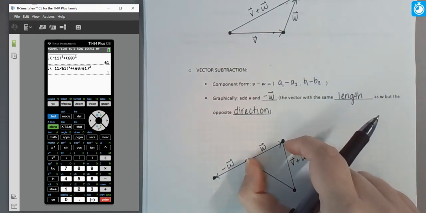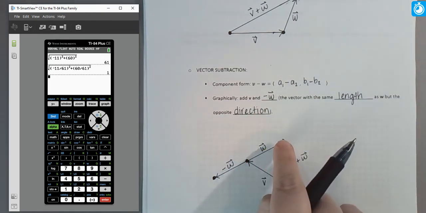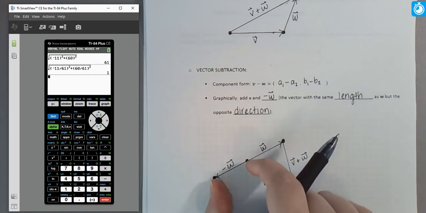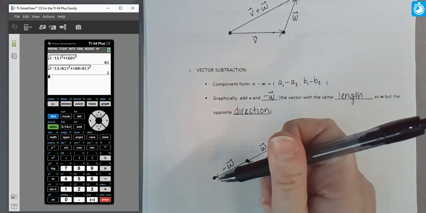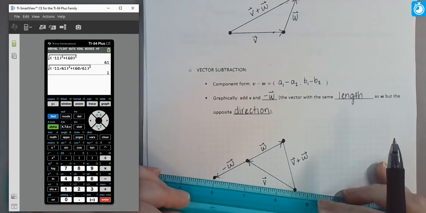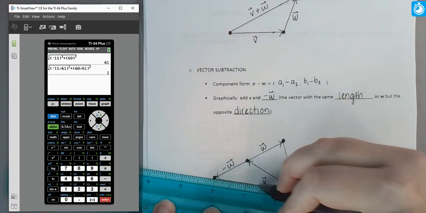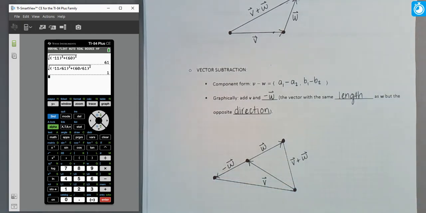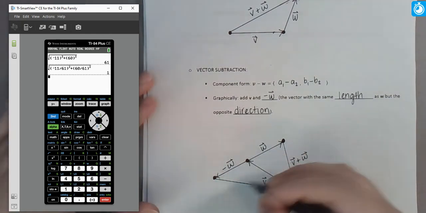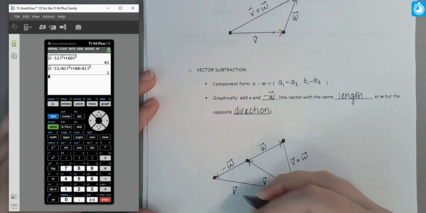So if this is W, it has a particular length, it's pointing in a particular direction. Negative W has the same length, but it points in the opposite direction. And so the vector we would get if we connect that initial point and terminal point, that is going to be V minus W.